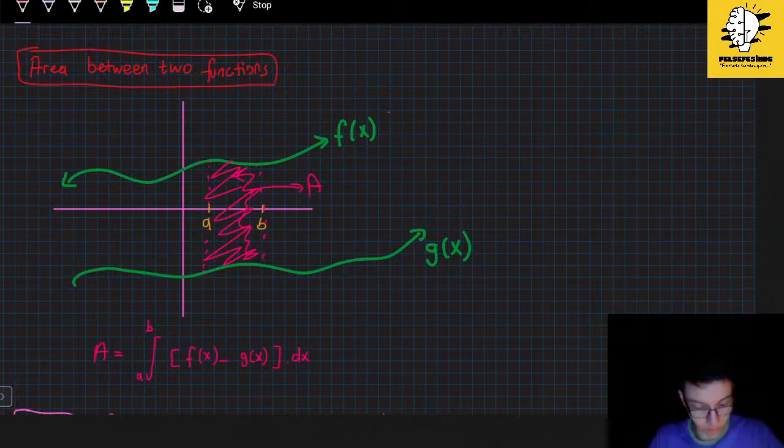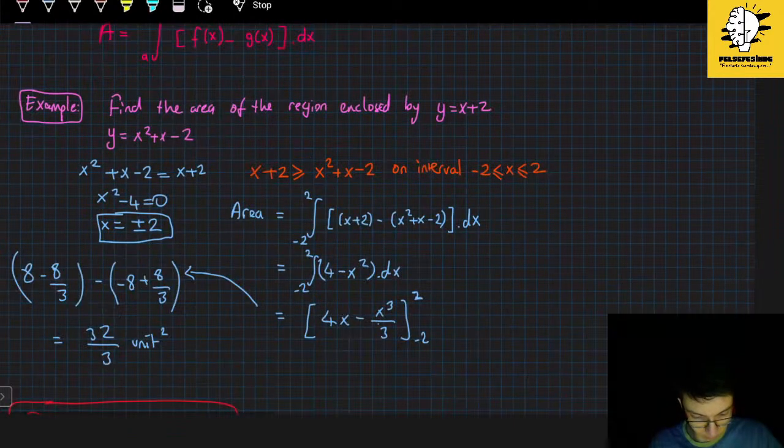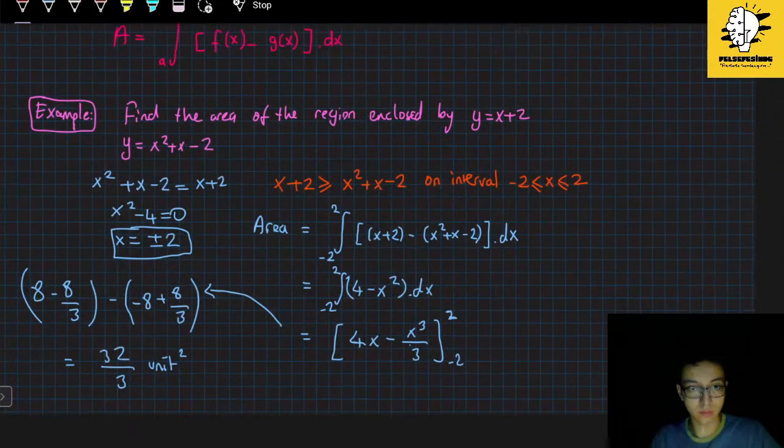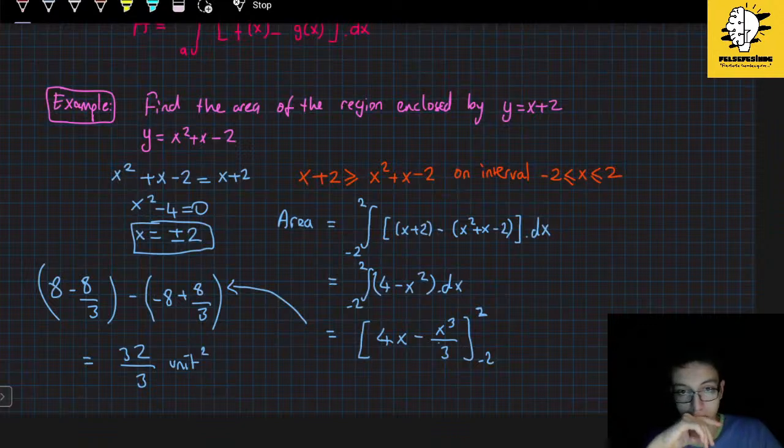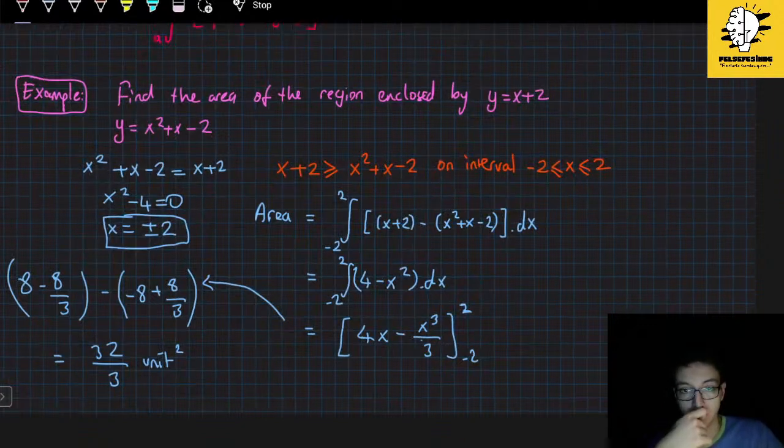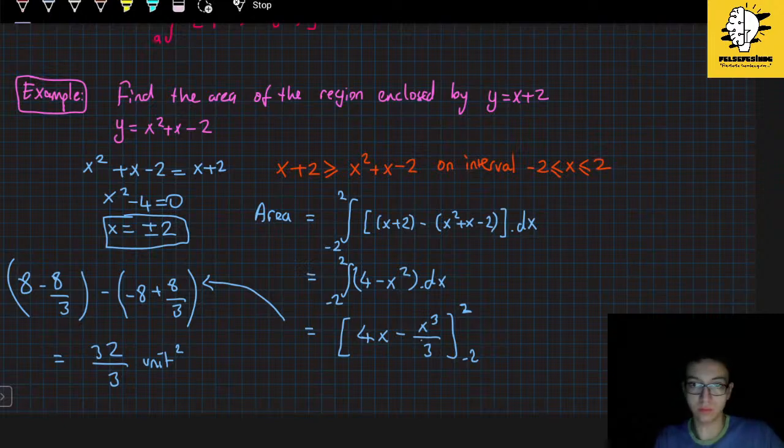Okay, let's solve one question. I think it will be enough. So it's asking us to find the area of the region enclosed by y equals x plus 2 and y equals x squared plus x minus 2. Okay, let's find their roots, where they intersect.